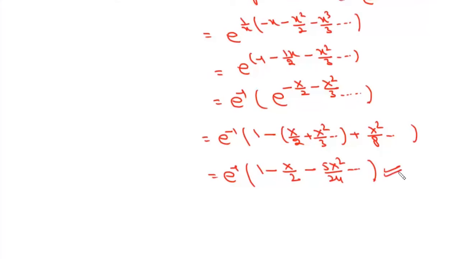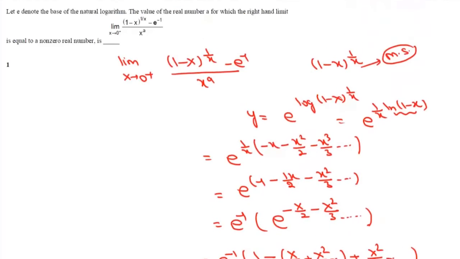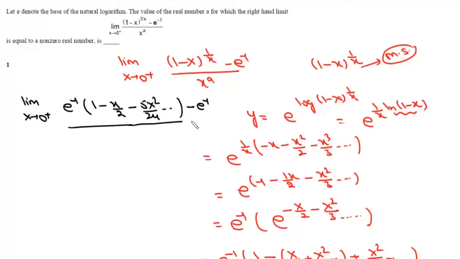Now we use this expansion to solve this limit. We put this expansion in this limit. We can write this limit as limit x tends to 0 positive, e to the power minus 1 minus x by 2 minus 5x square by 24, and then minus e to the power minus 1, upon x to the power a.